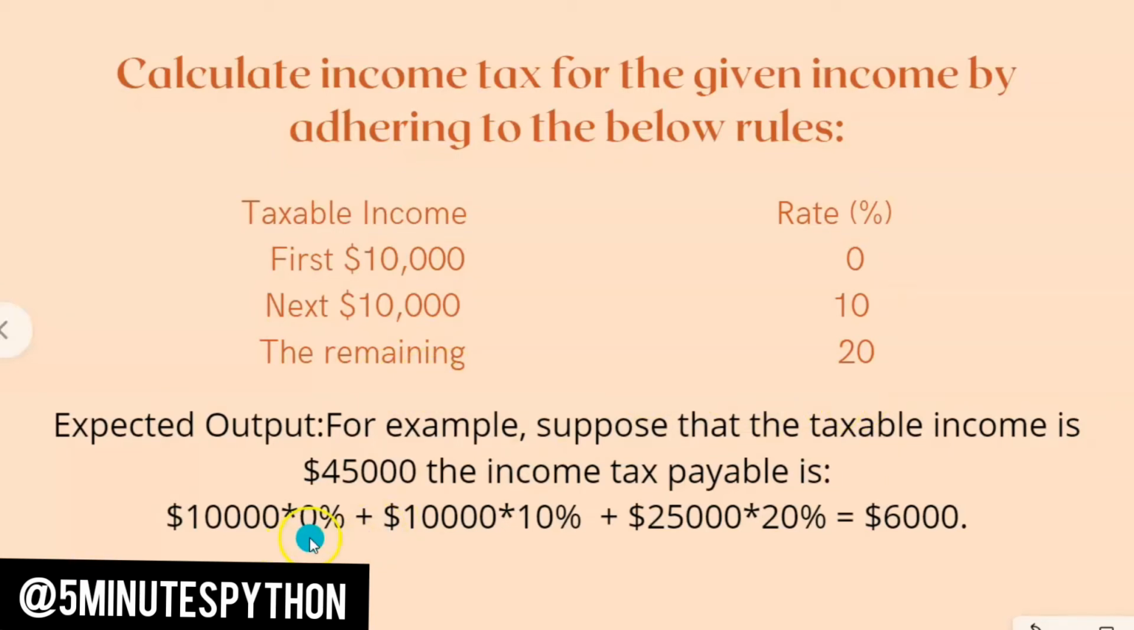Now, let's take an example. If the income is 45,000, for the first 10,000, we will calculate 0% tax, for the second 10,000 we will calculate 10% tax, and for the remaining 25,000 we will calculate 20% tax. Summing up all these taxes, we end up with an income tax payable of around 6,000.